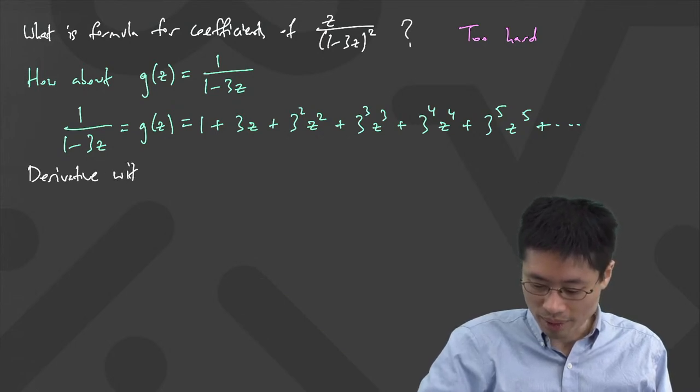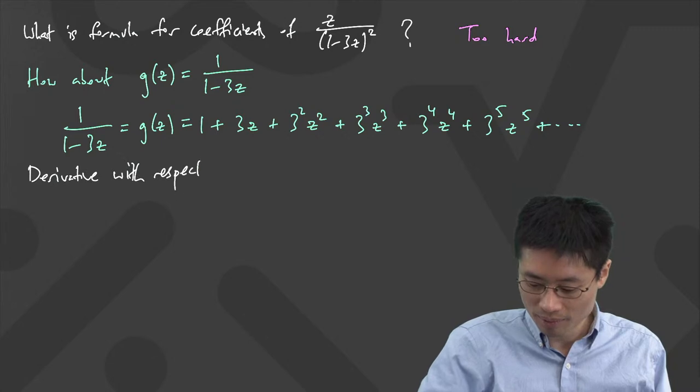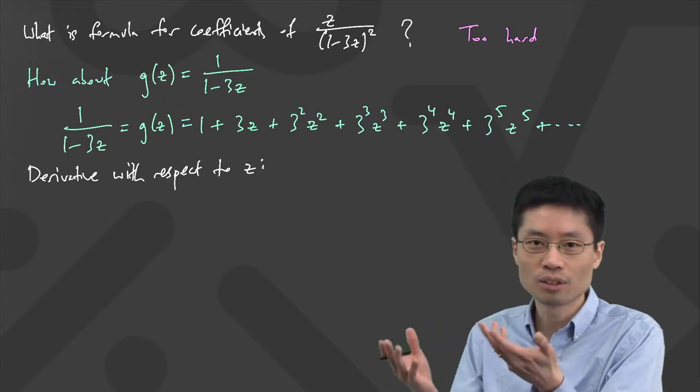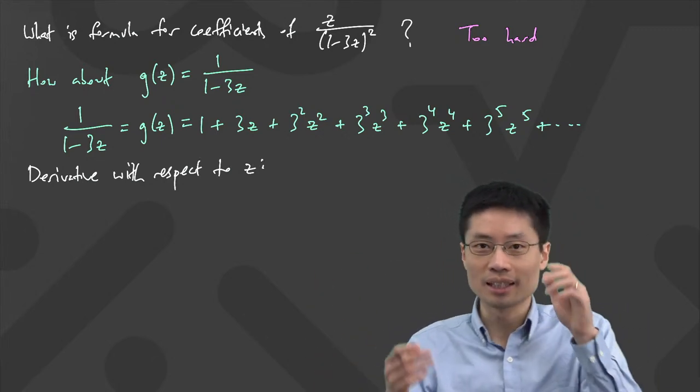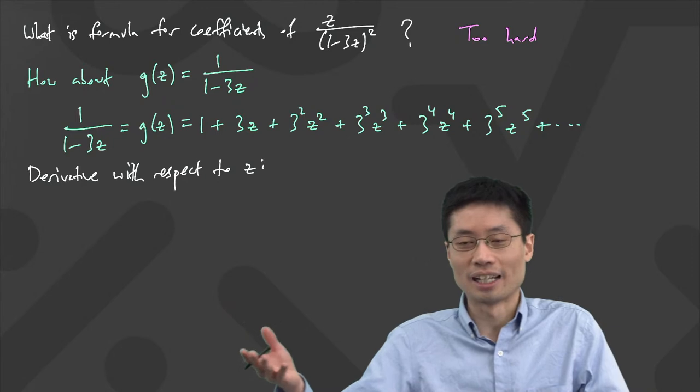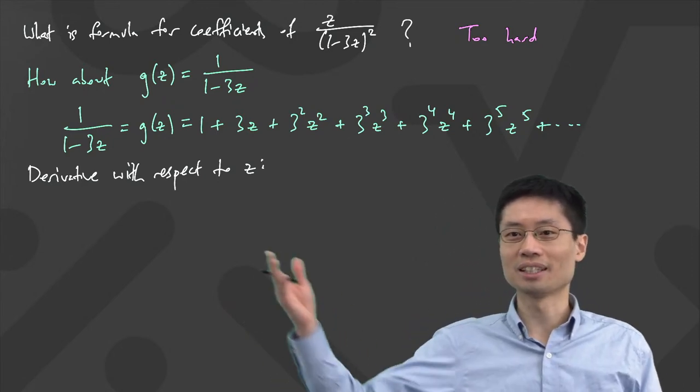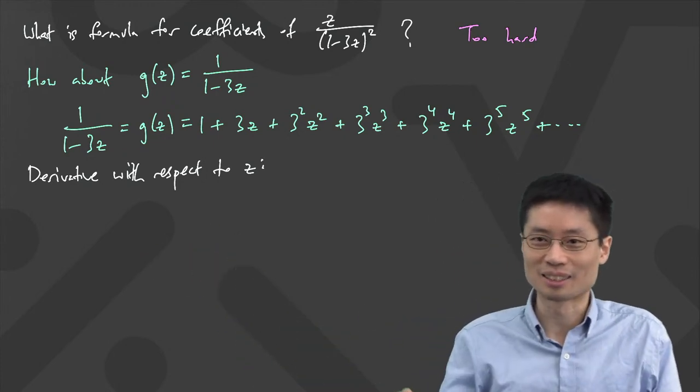Derivative with respect to z. Okay? And in general, when we're doing this stuff with generating functions, if it seems like it should be legit, it's fine. Things that are not legit are things like 2 plus 2 equals 5. But things like, let's just take the derivatives of both sides, yeah, that seems reasonable.